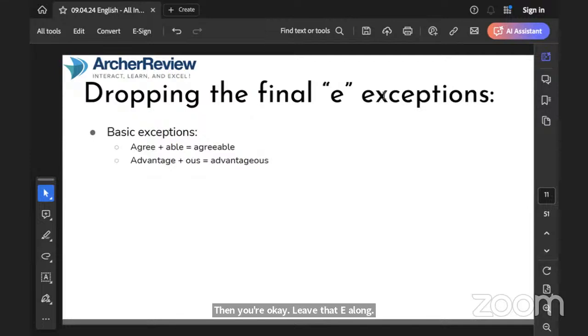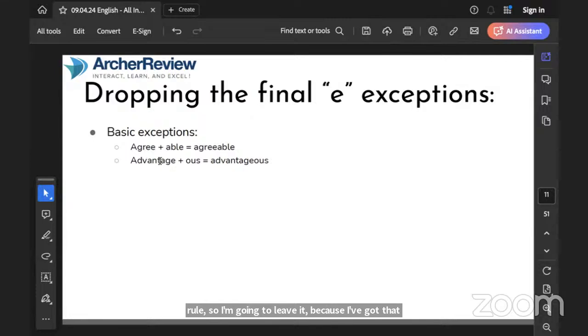Now, as I said, there are a couple of exceptions to the dropping the final E rule. A couple of basic exceptions would be agreeable. This one ends with an E. I am adding the suffix able, and it starts with a vowel. So the rule would say, oh, you're supposed to drop the E then. However, this is one of those exceptions to that rule. So I'm going to leave it because I've got that double vowel on the end.